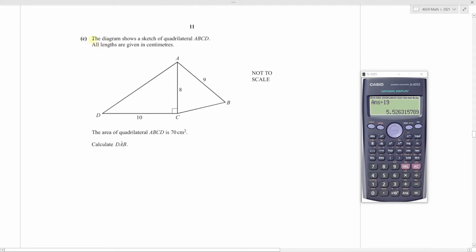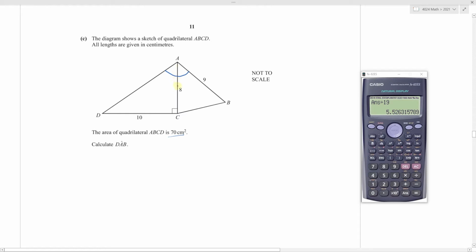Part C. The diagram shows a sketch of quadrilateral ABCD. Lengths are given in centimeters. The area of quadrilateral ABCD is 70 centimeters square. Calculate the angle DAB. So DAB is this angle here. You're given the area of this full quadrilateral. So the area of the full quadrilateral is the sum of the areas of these two triangles, triangle DAC and triangle CAB. If you calculate their areas and add them together, they should be 70.